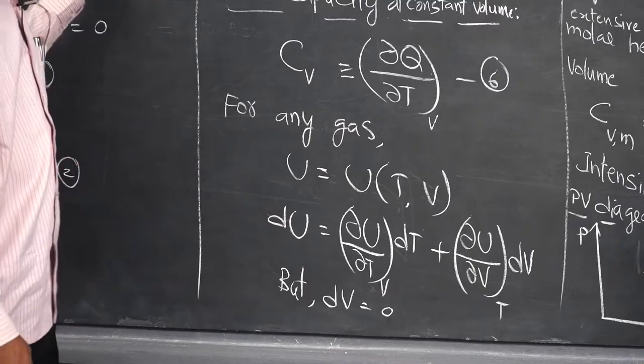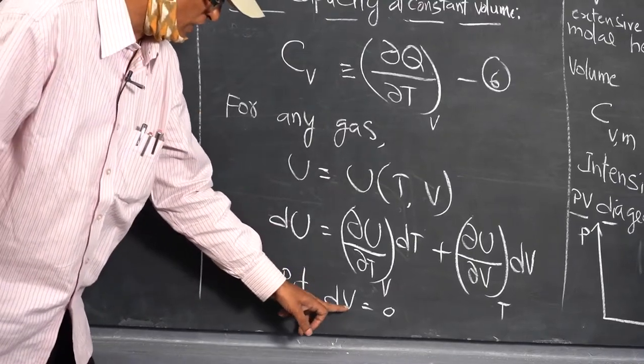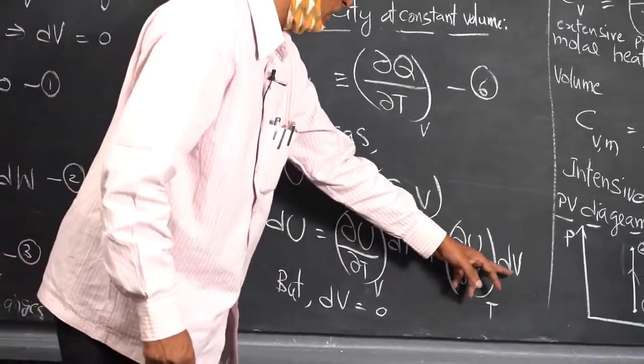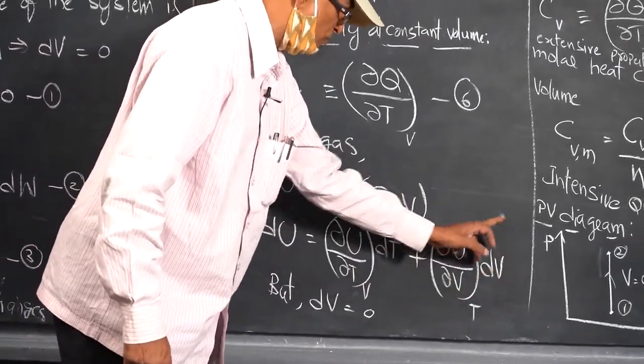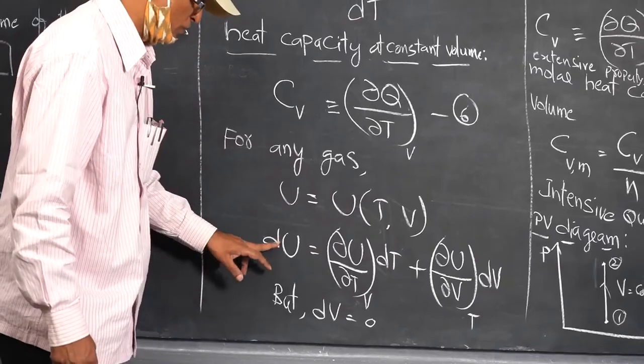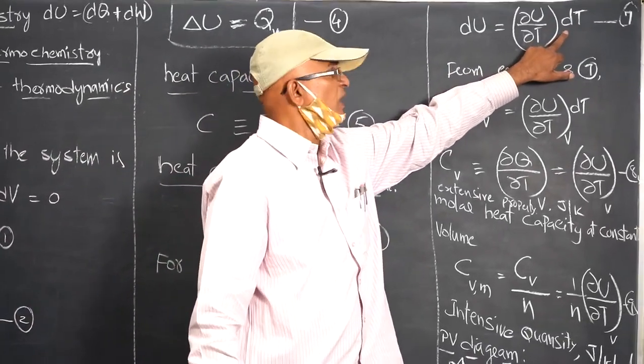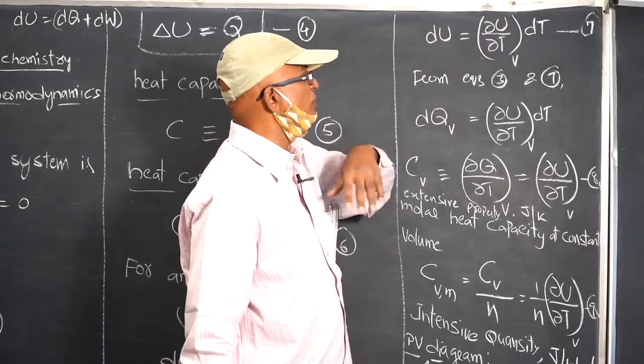But in this constant volume process, the volume is constant, so the change in volume is 0. Therefore, dV is equal to 0. If you substitute here, this term becomes 0, so only this term remains. So dU is equal to ∂U/∂T at constant volume times dT. This is equation 7.